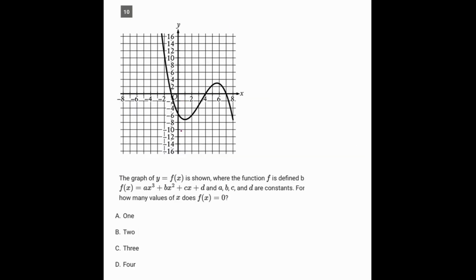Going to question 10 now. This question is really asking people if they know whether f of x is the same as y, and it is. So when the question asks you for how many values of x is y equal to 0, we're supposed to look along the y-axis, and where is it equal to 0? Anywhere along this line. So the function is hitting y equals 0 three times, at -1, 0, 4, 0, and 7, 0. So the answer here is C.